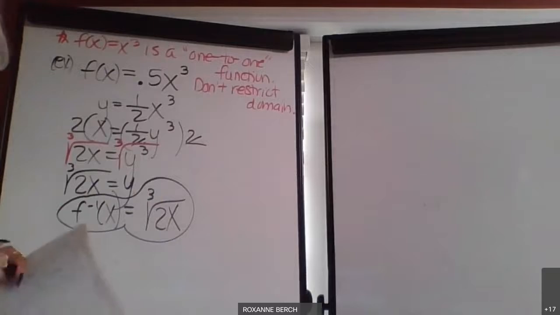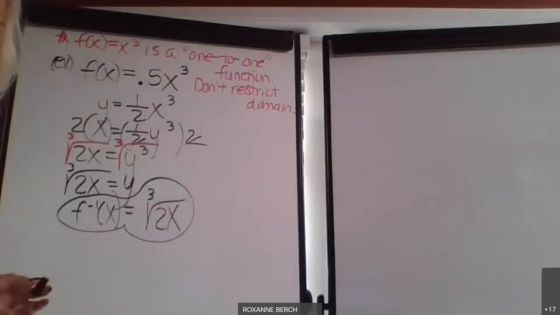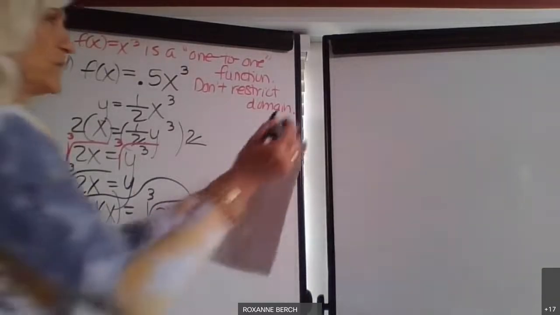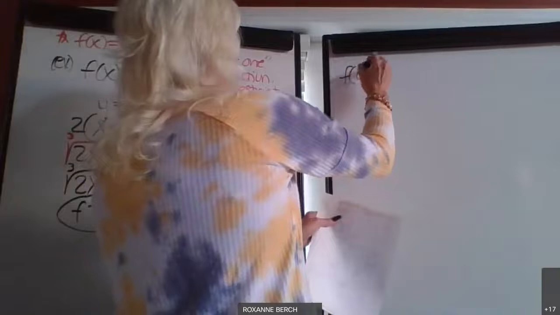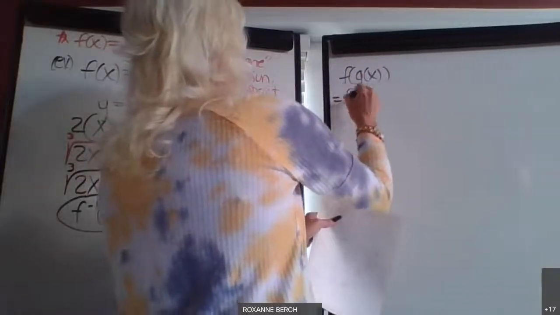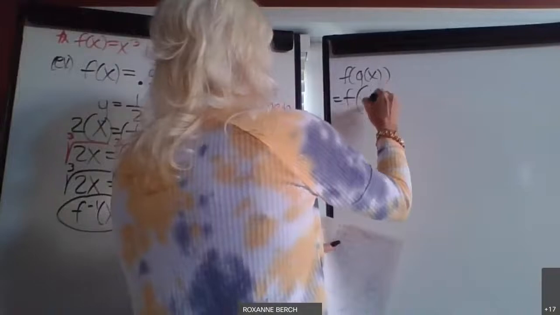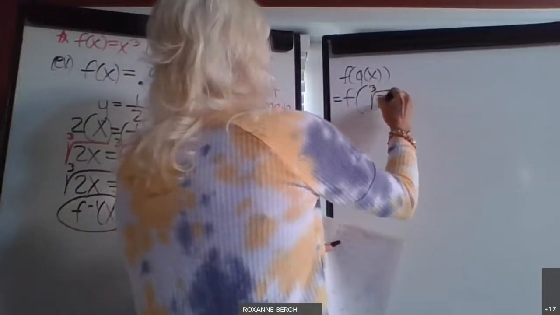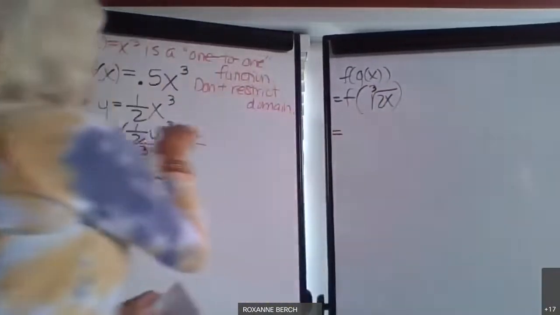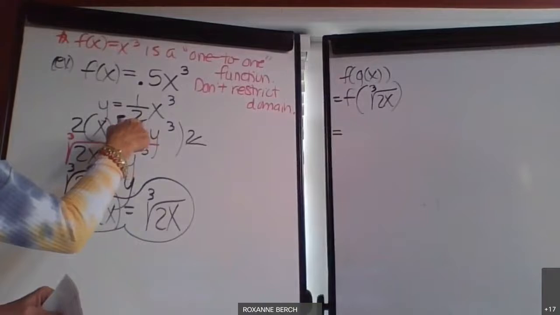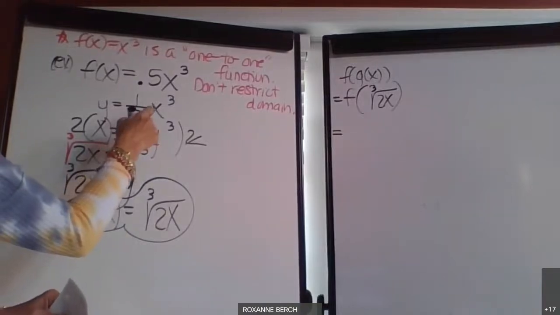You guys okay? So we're going to do the compositions, f of g of x. So we're going to put in the g function, which is the cube root of 2x. That becomes the x of the f function.